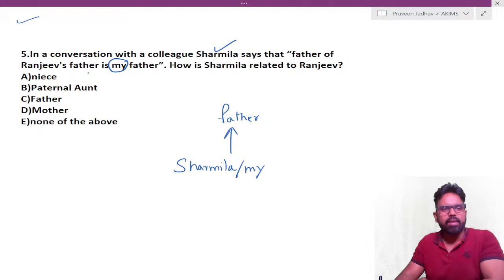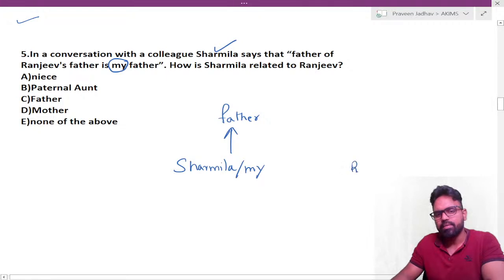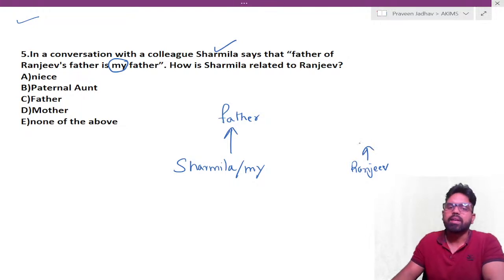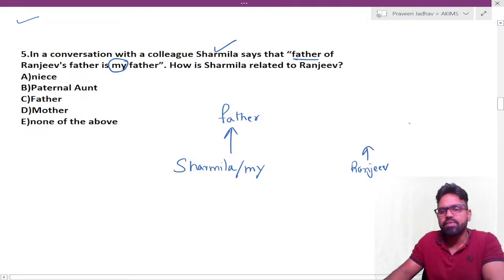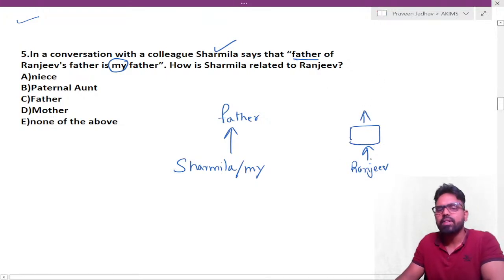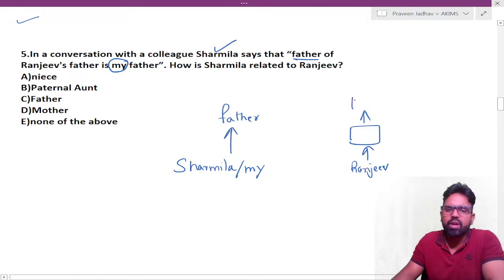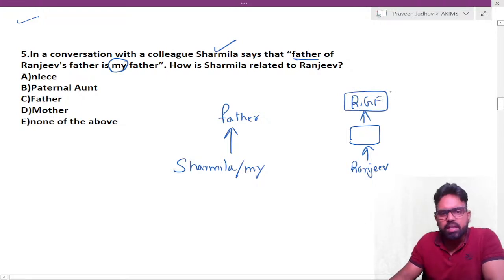Now take Rajiv somewhere here. Father of Rajiv's father, meaning Rajiv's father's father. That is who for Rajiv? Rajiv's grandfather, right? This is Rajiv's grandfather.